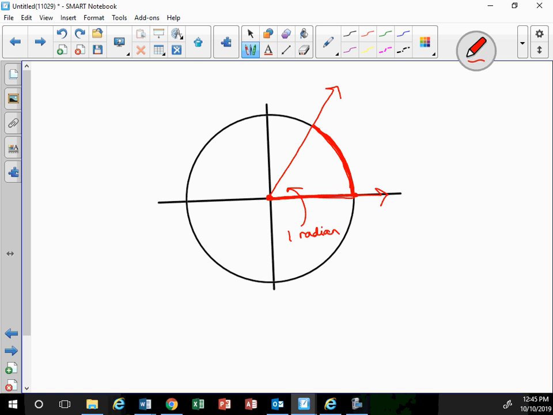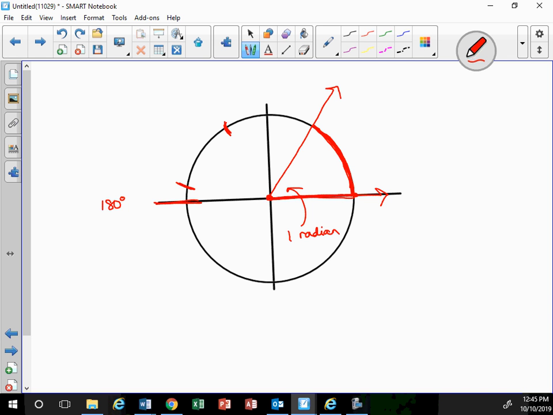Okay. If I continued marking those off around the circle, so there's 1 radian. If I did it again, there's maybe 2 radians, 3, and then a little to get back to the x-axis. Okay, we know it's 180 degrees. What number is 3 and a little, though?